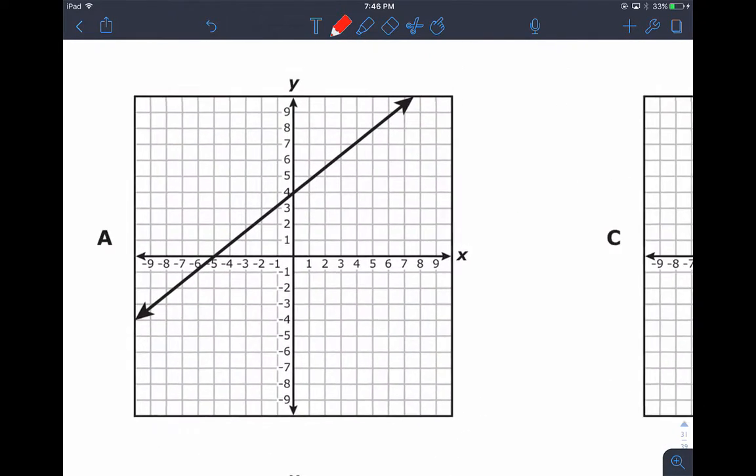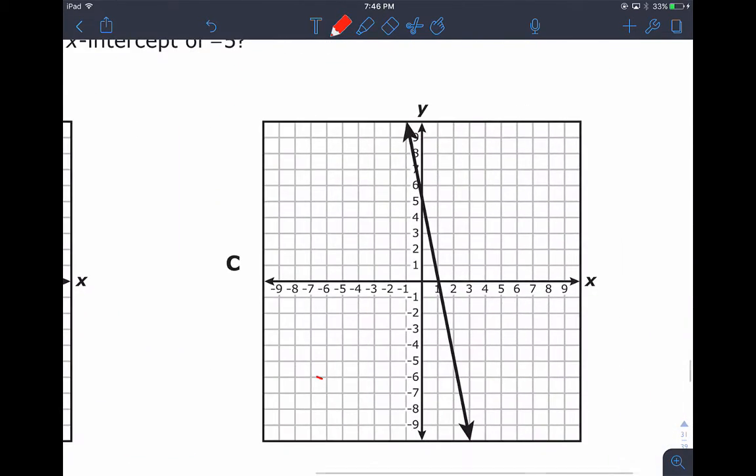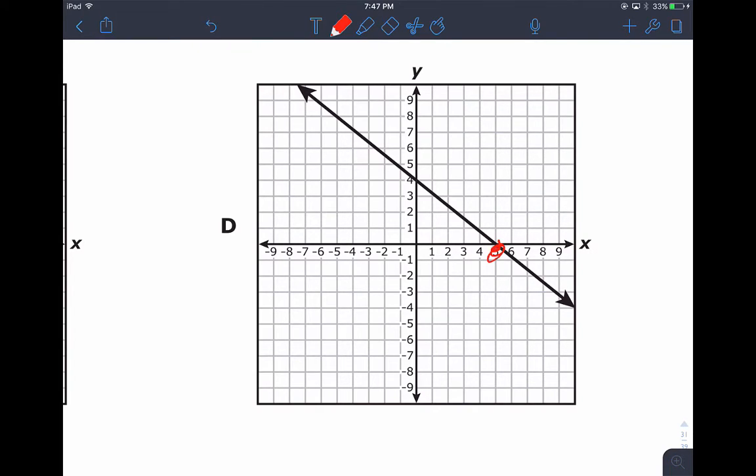It's very easy. It's not hard. Go find which of these graphs has an x-intercept of -5. A definitely works out. This first one here, x is equal to 1. We don't like that answer. This one, x equals +5. Make sure you're looking at your signs.